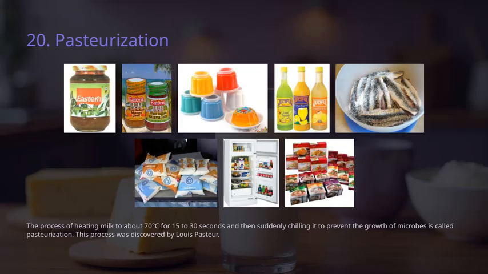Let's talk about pasteurization. This is a process where we gently heat milk to about 70 degrees C, and we keep it at that temperature for around 15 to 30 seconds. The key here is that it's a very quick process. After that, we immediately cool the milk down. This sudden chilling is crucial because it stops any microbes from growing back.